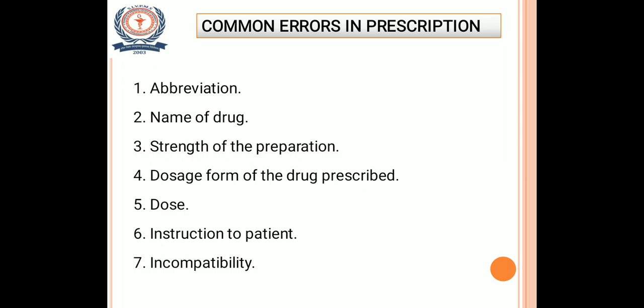Next one is the strength of preparation. Now we know that there are various strengths of the preparation available for the same drug. For example, amoxicillin may be available in 200 mg, 250 mg, 400 mg doses. Another one is the strength of preparation should be mentioned in the prescription, otherwise it may lead to error while dispensing.